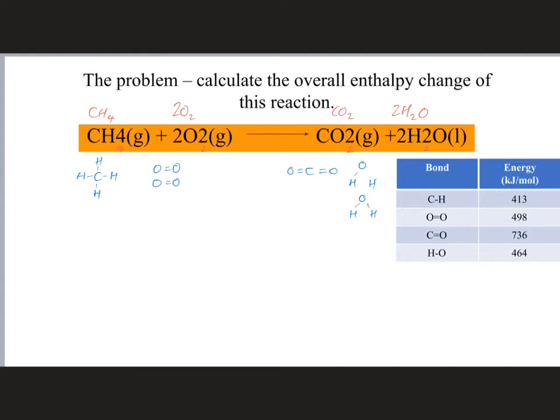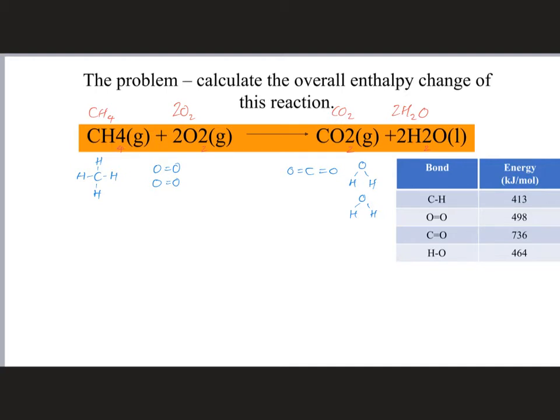Okay. All right, so let's calculate the amount of energy, the energy change, the enthalpy, the overall enthalpy change, the overall energy change for this particular reaction. So here's what we do. We're going to draw ourselves a table, and there's going to be two halves of the table.